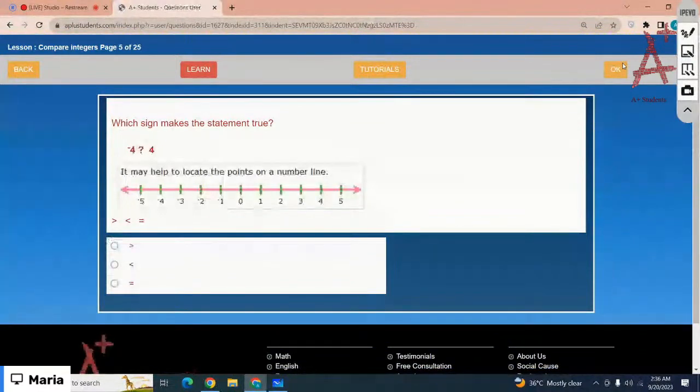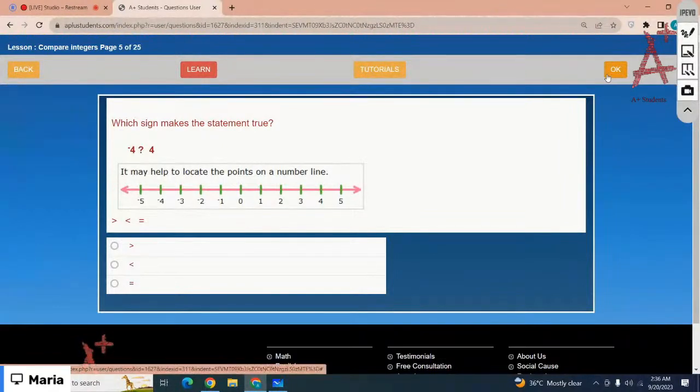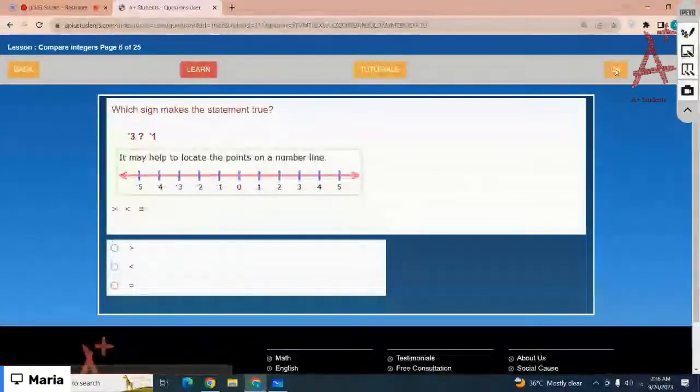Which sign makes the statement true? Negative numbers are always less than the positive numbers, so -4 is less than 4. Okay, you can complete the lesson by yourself later today. Let me just move on to the next lesson.